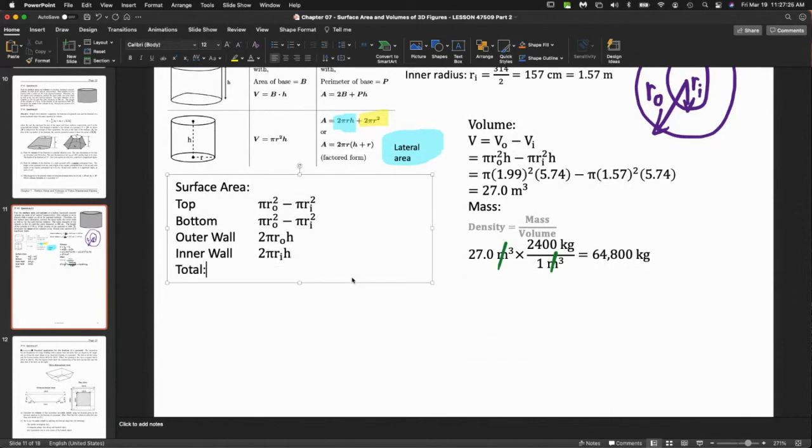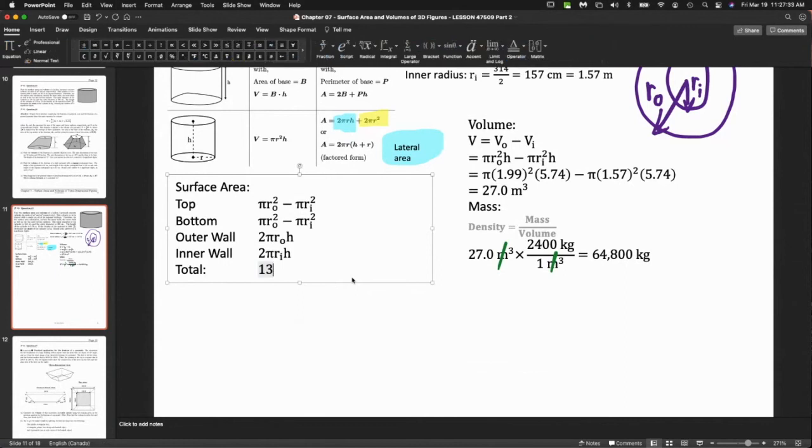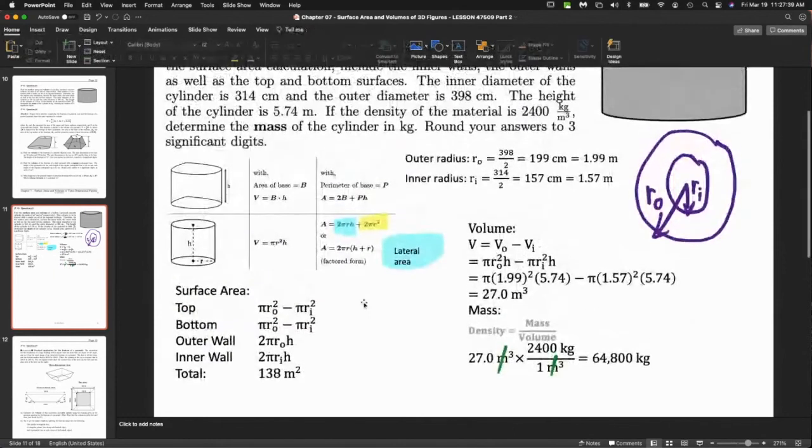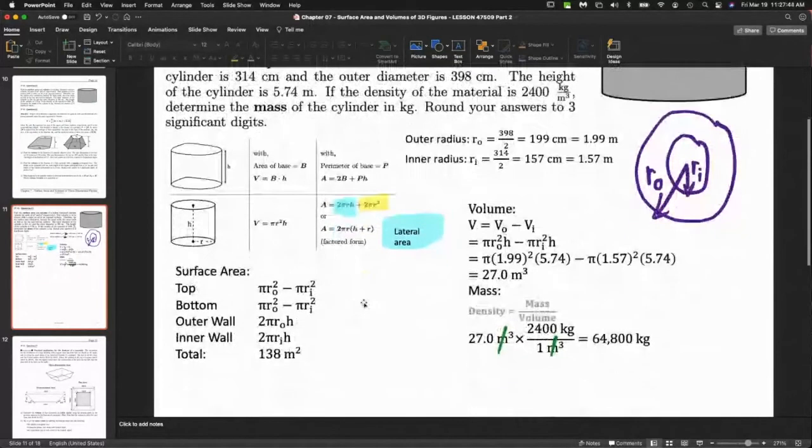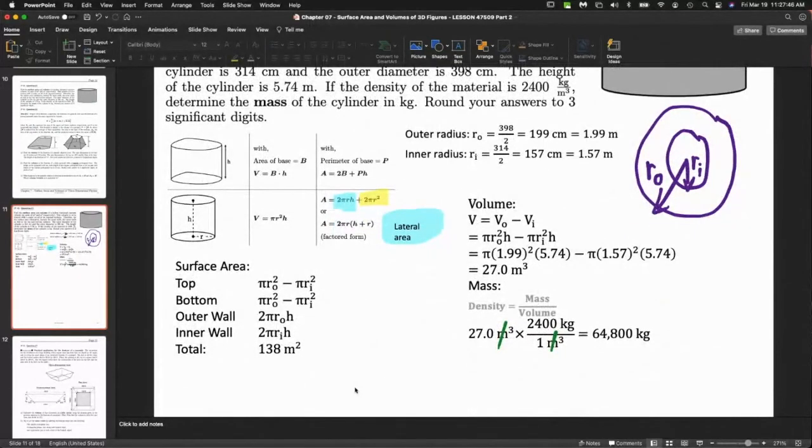So I'm just going to put your total, and you can check the answer on your own. You should get a surface area of 138 square meters. I don't remember if the question mentioned the cost associated here, so let me take a look. No, there's no cost associated, so the question's done. But a follow-up question could have been, okay, it costs $75 per square meter to treat this apparatus.